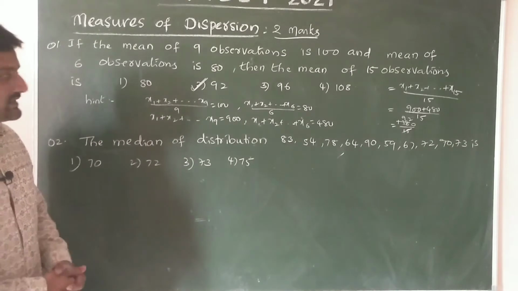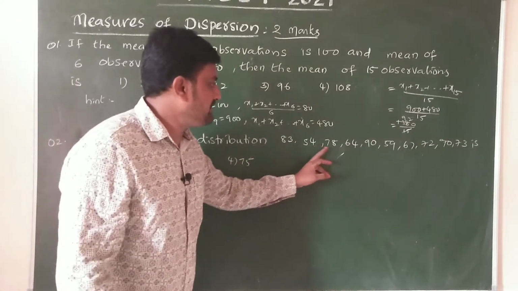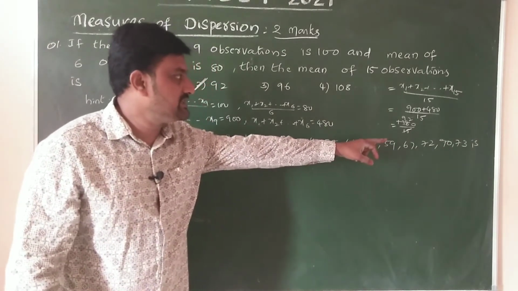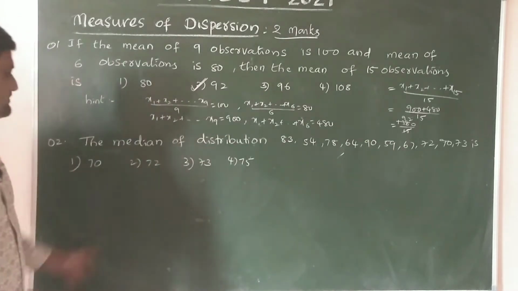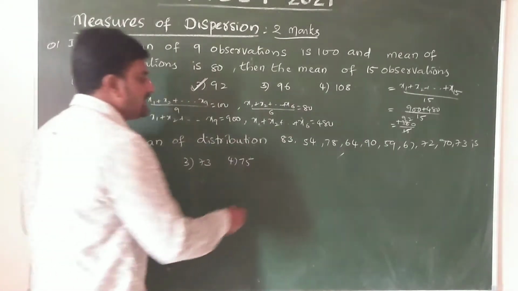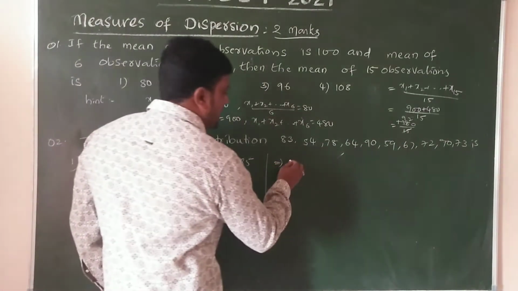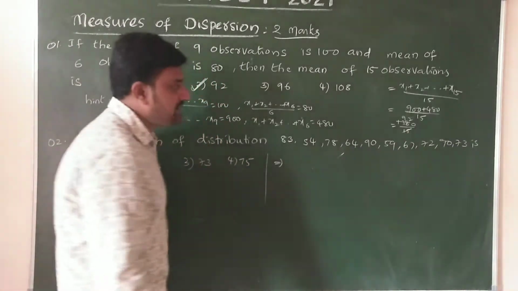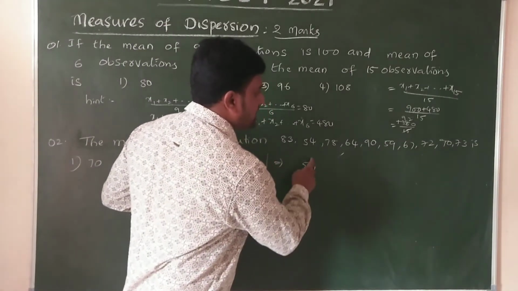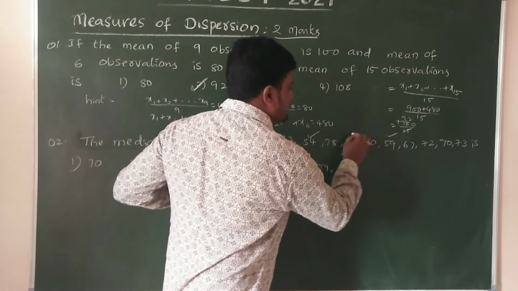Okay, simply like that. Now the median of the distribution 83, 54, 78, 64, 90, 59, 67, 72, 90, 73 is what? Okay, first of all, for the median, for this discrete data we have to write it in ascending form. Then the first one is 54. Then after 54, 59 and 64.